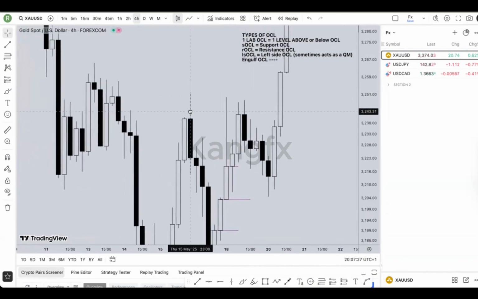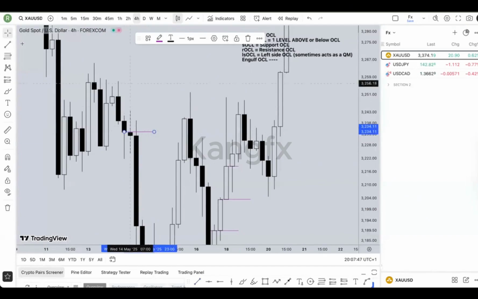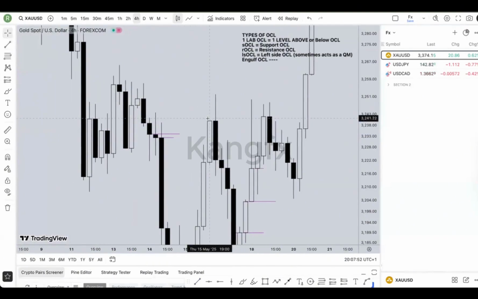Now, if I check this, one level above, can I use that as my one lap OCL? No. One level above here is what? Is this resistance. So here cannot be my one lap OCL, right? But here can be my one lap OCL. This place can be my one lap OCL. Here, one lap OCL. And Mike always respects one lap OCL. You're going to learn how to use all that. For now, learn the terminologies.